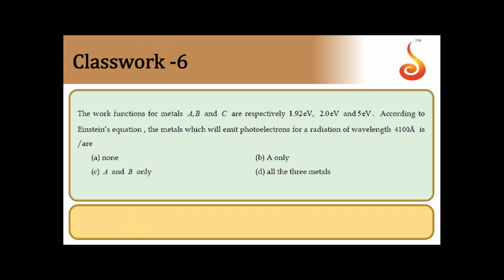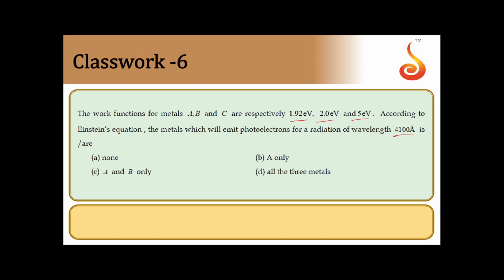Work functions for metals A, B and C are respectively 1.92 electron volt, 2 electron volt and 5 electron volt. According to Einstein's equation, which metals will emit photoelectrons for a radiation of wavelength 4100 angstrom? So calculate the energy corresponding to this particular wavelength. They have given work functions for metals A, B and C as 1.92, 2 and 5.